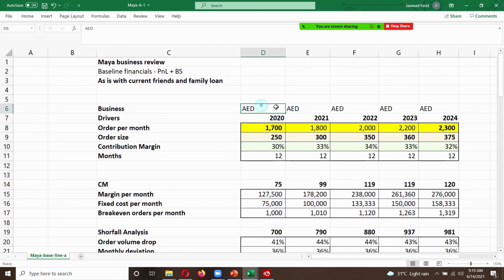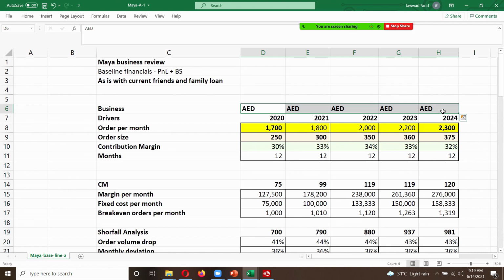Remember, Maya was doing two things. The first thing was they wanted to get a sense of what the outlook for 2020 was, what March was going to look like, and the second thing was their potential expansion in UAE. So, going back, what is the purpose of this exercise?